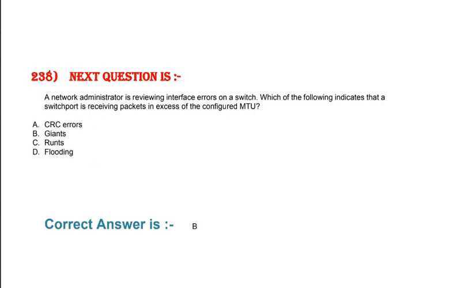Question is, a network administrator is reviewing interface errors on a switch. Which of the following indicates that a switch port is receiving packets in excess of the configured MTU? Option A. CRC errors. Option B. Giants. Option C. Runs. Option D. Flooding. Correct answer is option B.